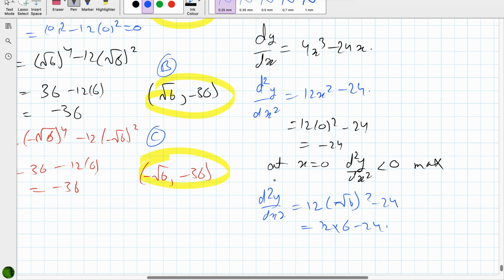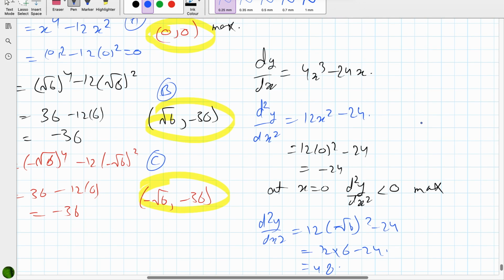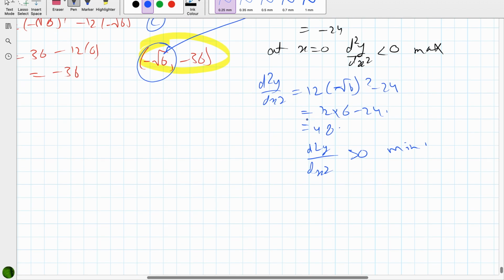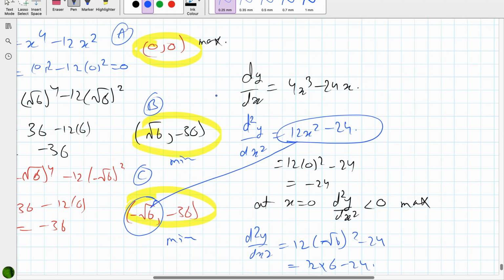12 into 6 minus 24 is 48. Now when 48 is positive, we can say d square y over dx square is greater than 0, so it is a minimum point. And we know that when you substitute negative x square, it is actually a positive power. This will again give you the same answer. So this is also minimum. So we have two minimum points and one maximum point.